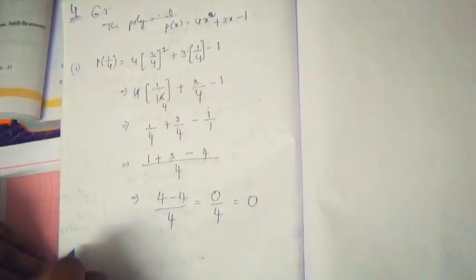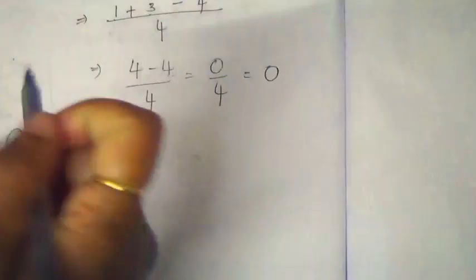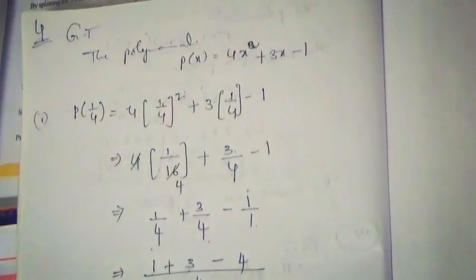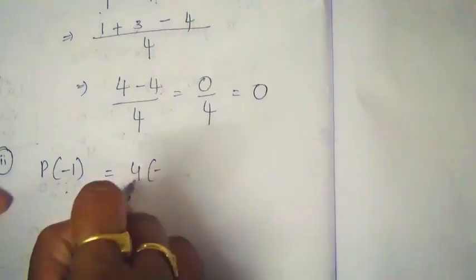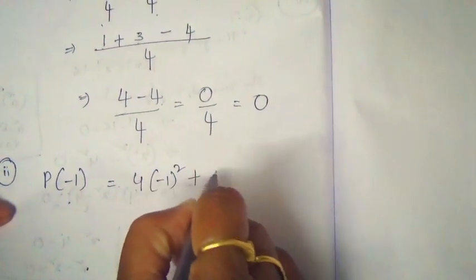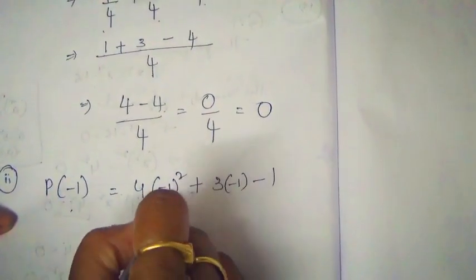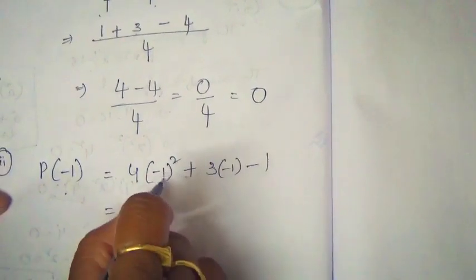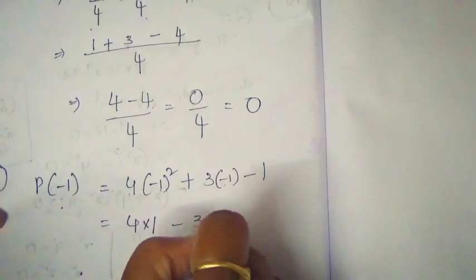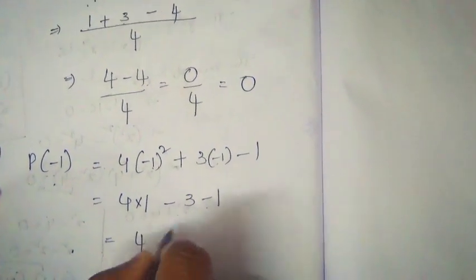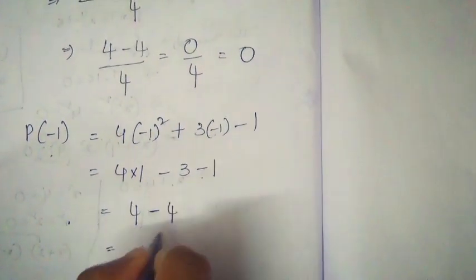Secondly, I have to check with minus 1. P of minus 1. Here two values are given, that is 1 by 4 as well as minus 1. Minus 1 has to be substituted in the place of x. P of minus 1 is 4 of minus 1 whole square plus 3 of minus 1 minus 1. That is equal to 4 of, in the power there is an even number, hence it becomes positive. So plus of minus 3 minus 1, that is equal to 4. These two are negative numbers, we should add, but the sign has to remain like this. That is equal to 4 minus 4, 0.